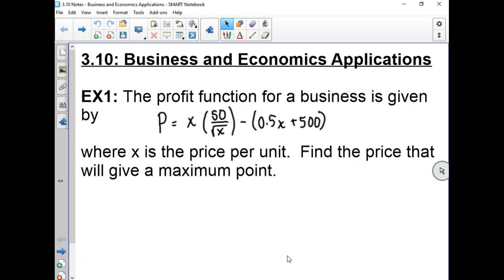On the other end, maybe you charge $50 per person. At that point, people aren't going to pay $50 to come hear you sing, so now you're not going to make as much money. So this equation is going to give us the profit that you make when you charge x amount per unit.